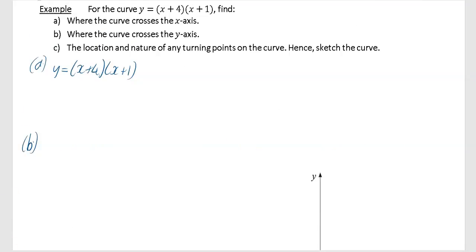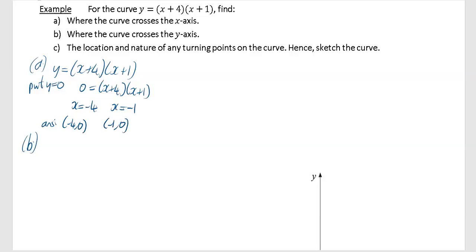In this example it says, for the curve y = (x + 4)(x + 1), find where the curve crosses the x-axis. You find where you cross the x-axis by putting y equal to 0, which means 0 = (x + 4)(x + 1), which means x + 4 = 0, so x = -4, or x + 1 = 0, so x = -1. So your answer for the first part is (-4, 0) and (-1, 0).